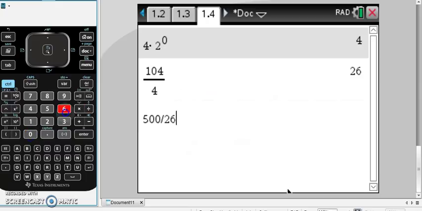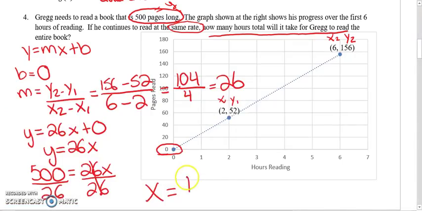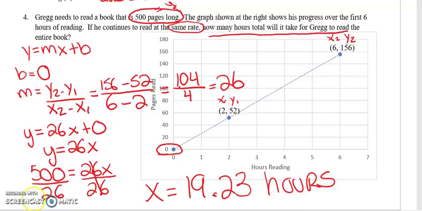500 divided by 26. Again, I don't know if this is going to come out to be a good number. So just in case, I'm going to add that period just for me to be able to get a decimal back. And I did end up getting a decimal. 19.2308. I'm actually going to leave it as 19.23. All right, we're going to see this problem one more time.